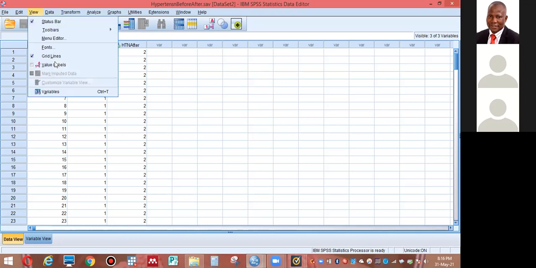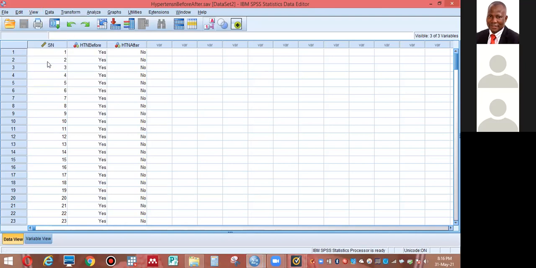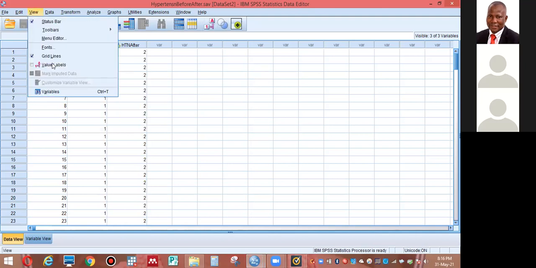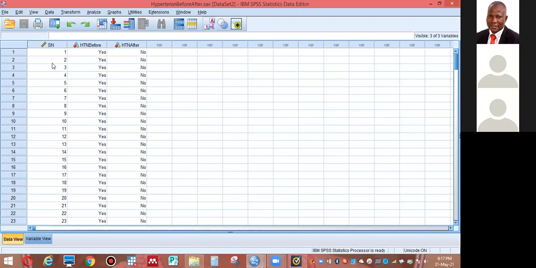Click on View, then Value Label. Can you see? You can see now, so it's labeled yes or no. Now, for the before and after, go to Analyze. It's the same chi-square. Go to Cross-tabs.